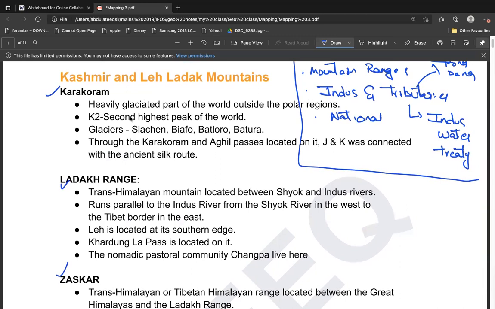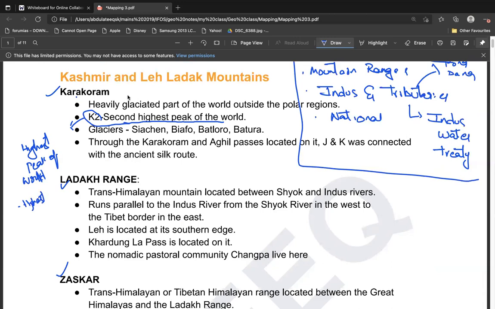Now see, the second highest peak of the world, called K2 or Godwin Austen, is present in the Karakoram ranges. Now, please tell me in the comment section which is the highest peak of the world and which is the highest peak of India. Please give these answers in the comments. I will also provide the answer in the comment section.